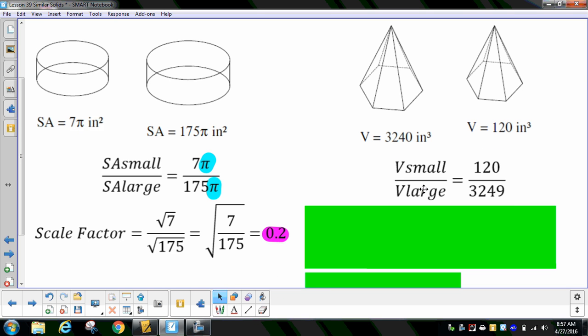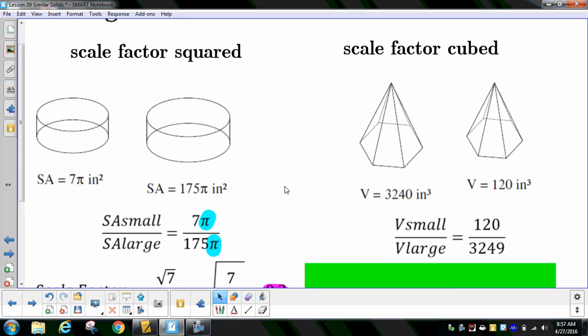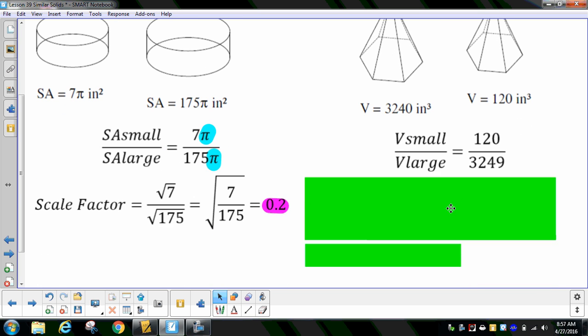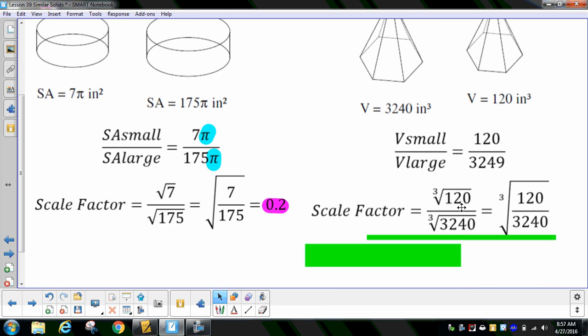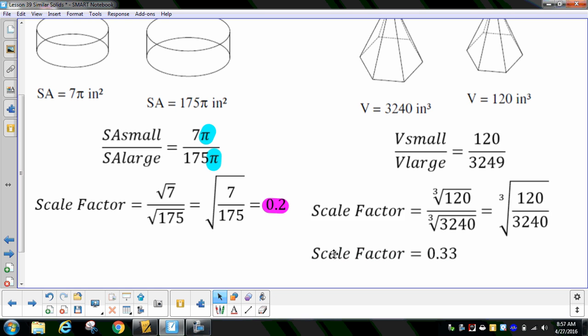Similarly, if I have the two volumes, volume is the scale factor cubed, so to the third power. So I take the cube root, notice the 3 here, I take the cube root of that ratio of volumes, and I get the scale factor to be 0.3 repeating, which is the same as 1 over 3. So there's my scale factor.